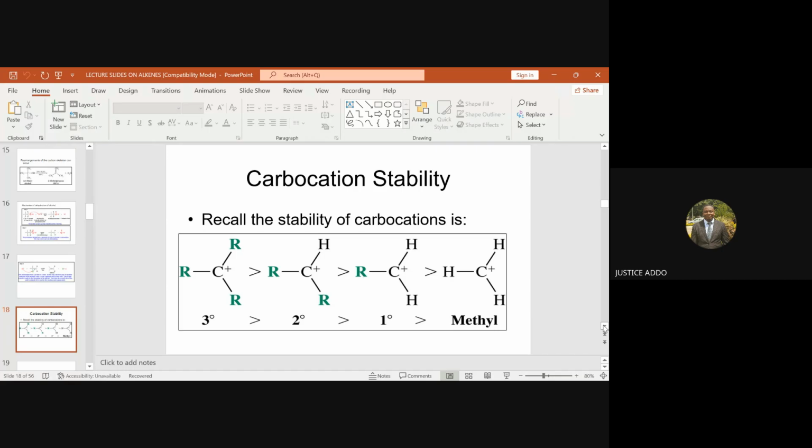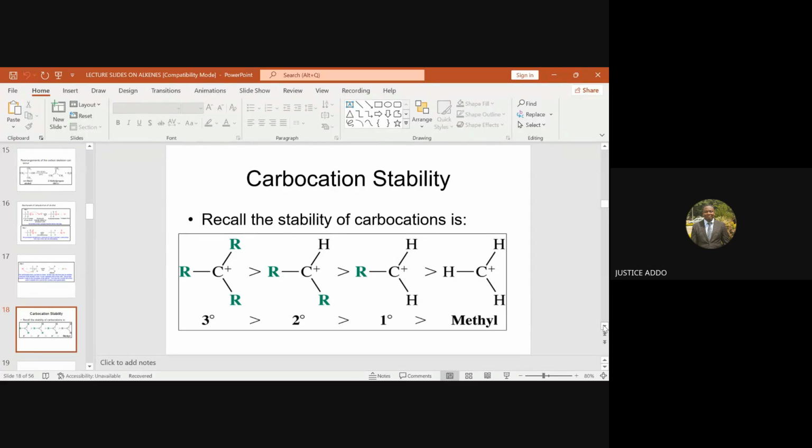Meaning, if the product is stable, then that product will be formed more or in good yield. But then the stability of a product is dependent on the intermediate product. So you see the mechanism I took you through. We didn't form the alkene straight away.